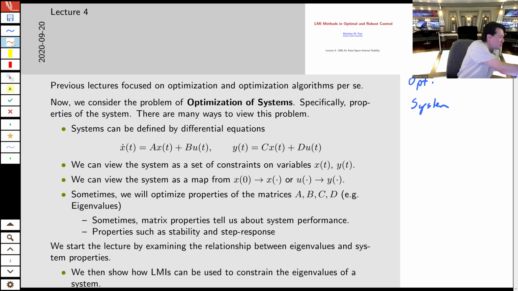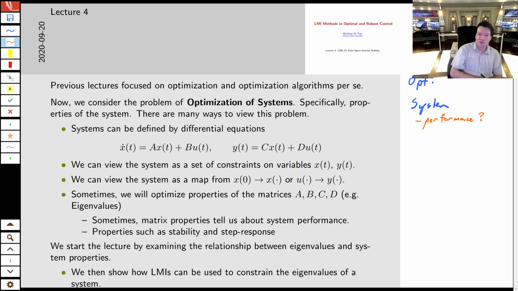Okay, maybe we're optimizing the system. But what does it mean to optimize the system? Well, if you look back at what I said, we want to land safely. We want to not topple over. So that's not really the system itself, but what the system does. So maybe performance of the system. Well, okay, what do we mean by performance then?